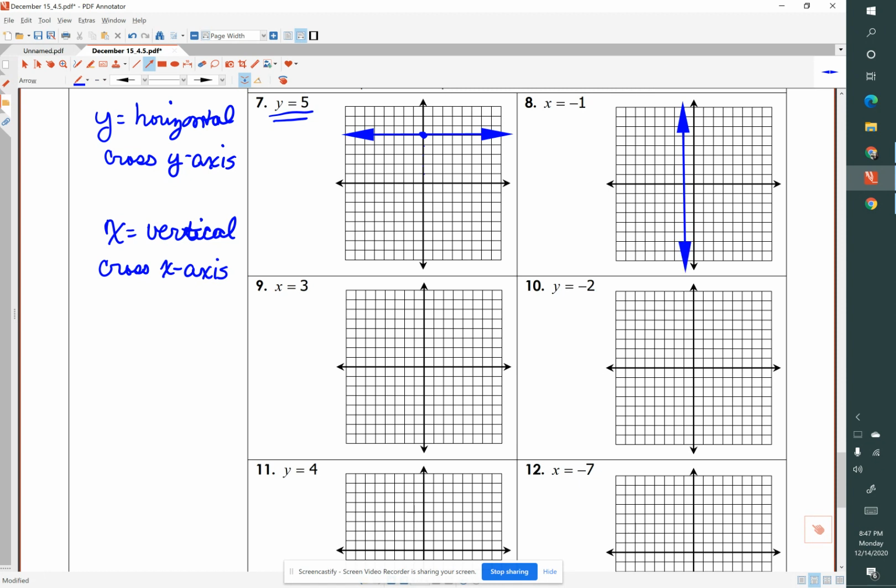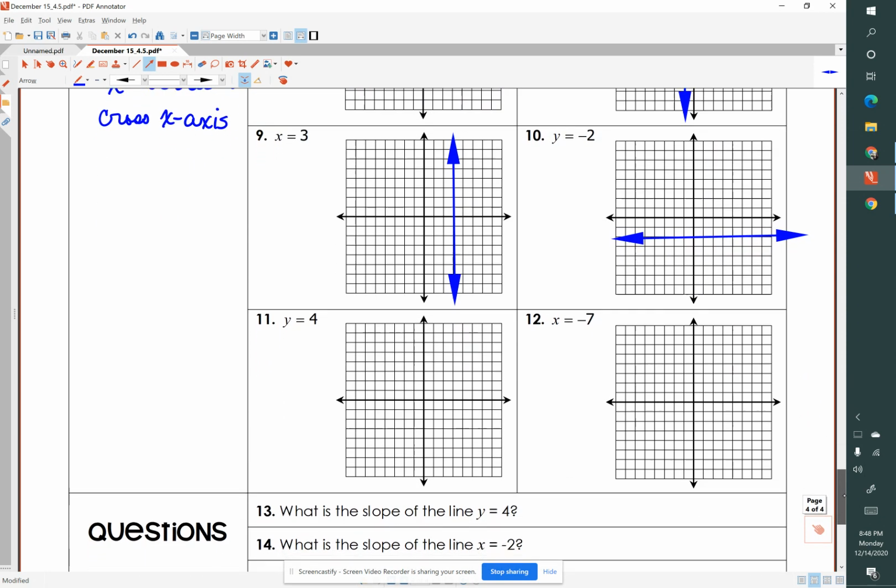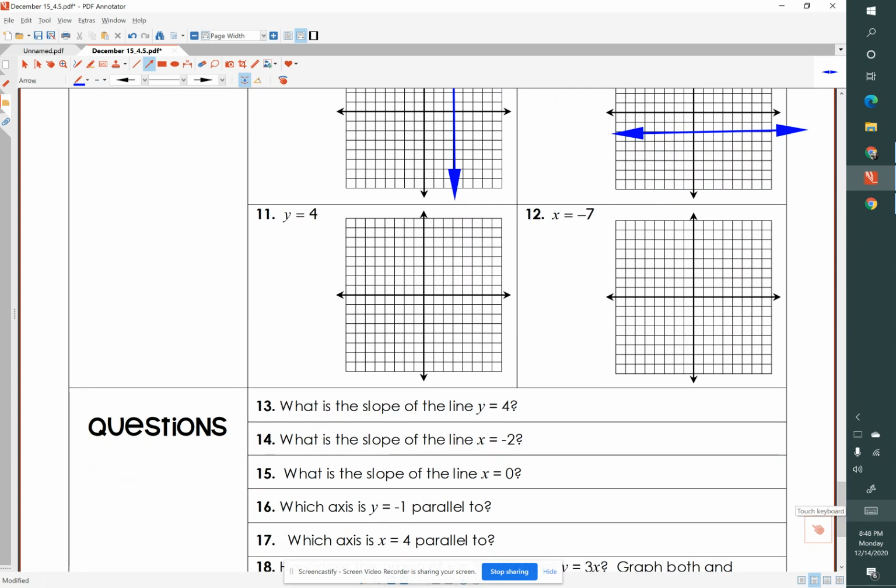X equals -1. Now we have x equals 3. Again, a vertical line at 1, 2, 3. And y equals will be a horizontal line at -2. How are we doing? Now another y equals, so that's going to be a horizontal line, and that will be crossing the y-axis at 4. So we count up 1, 2, 3, 4.